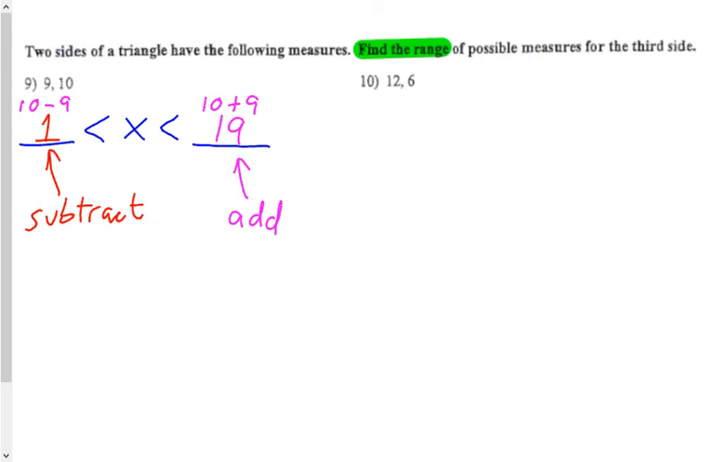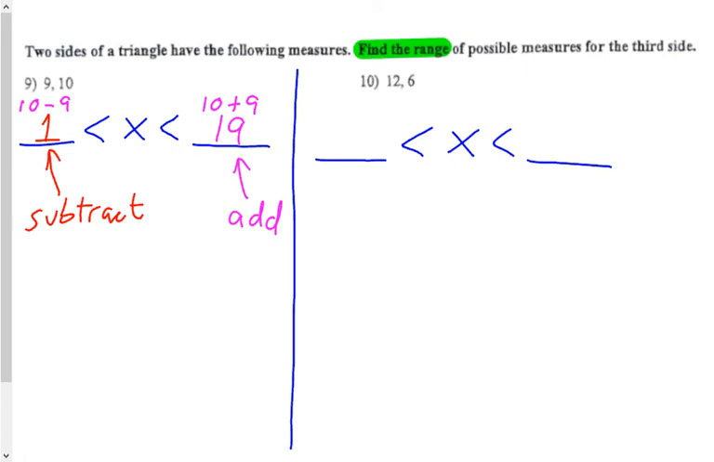So now let's move over to question 10, and we're going to do the same process. Start off with putting my x here in the middle with my two blanks, my lower limit and my upper limit. So if we look back at question 9, to get my lower limit, it says to subtract.